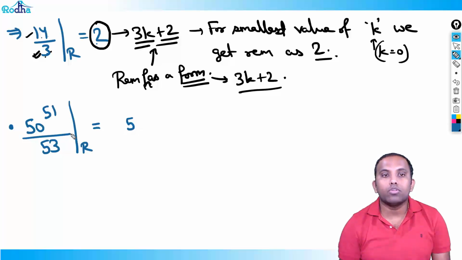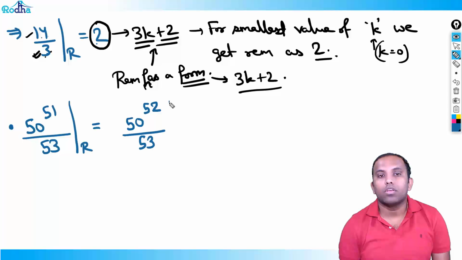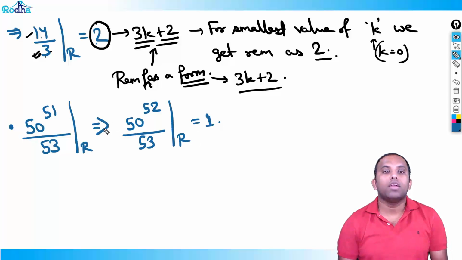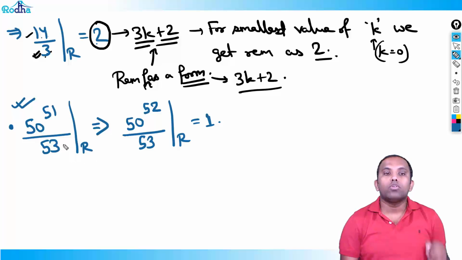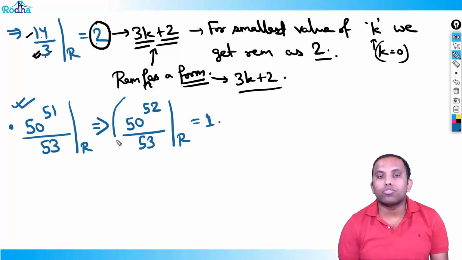If I apply Euler, I know that Euler of 53 is 52, right? So first I'll write: if it was 50 raised to 52 here, the answer would surely be 1. The question is 50 raised to 51 divided by 53, remainder, and I'm solving it. Since Euler of 53 is 52, 50 raised to 52 by 53 remainder will be 1. Now what I need here is 50 raised to 51.